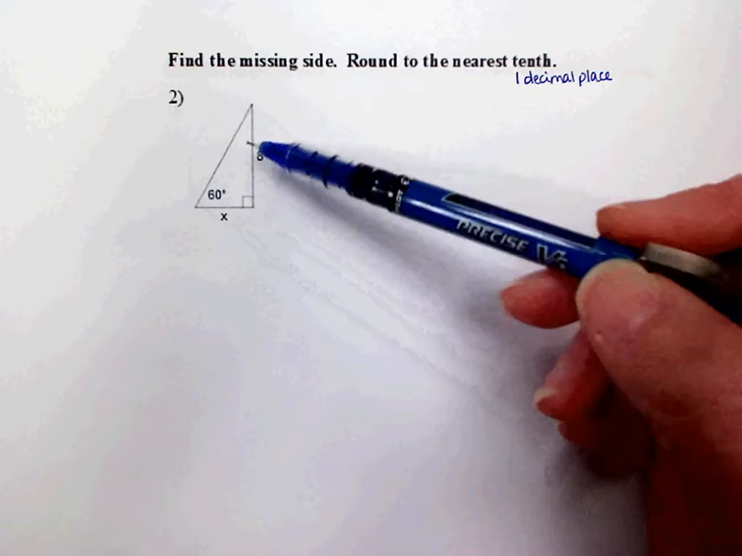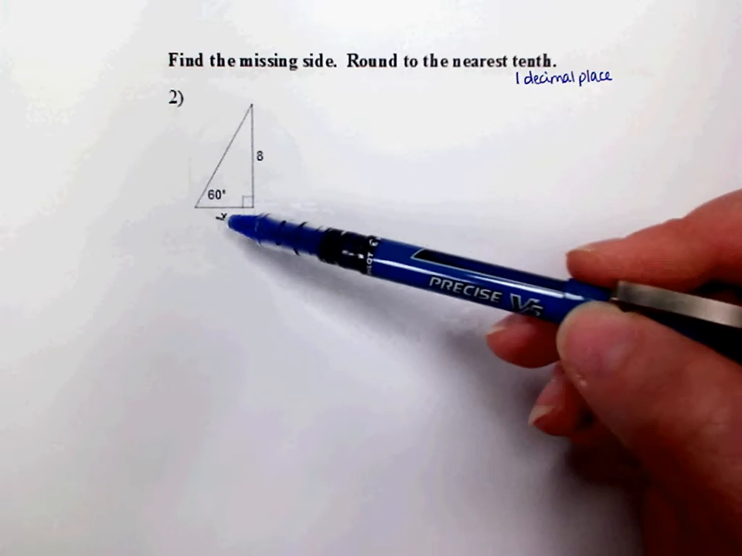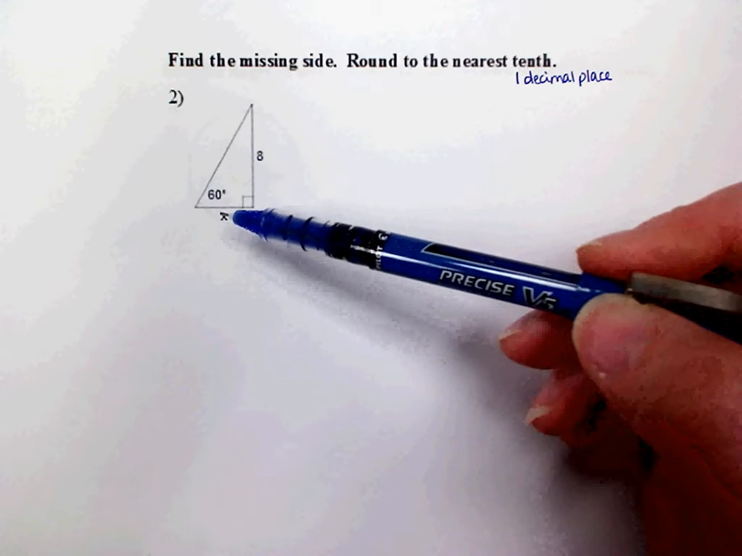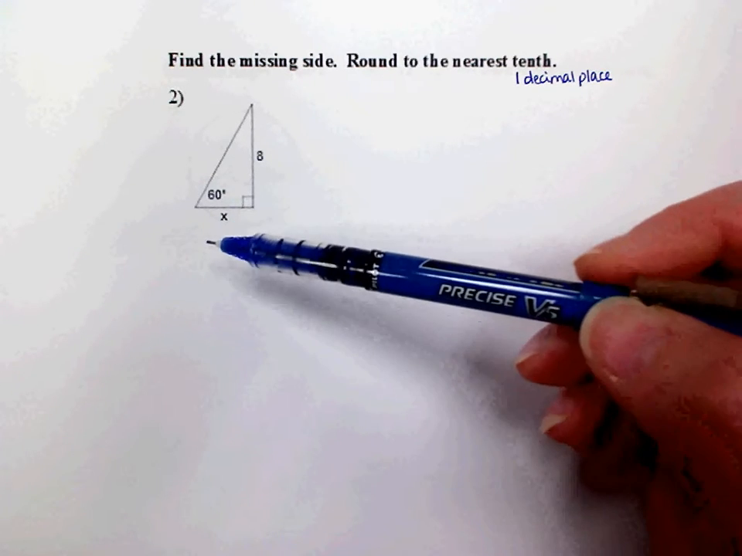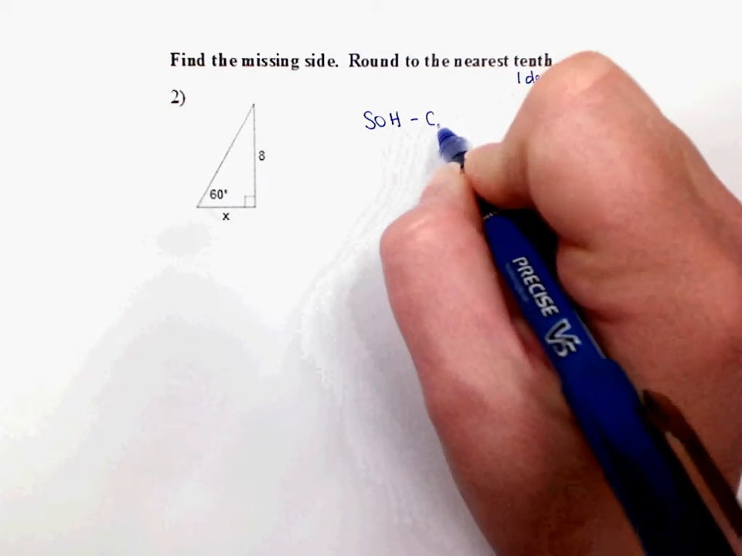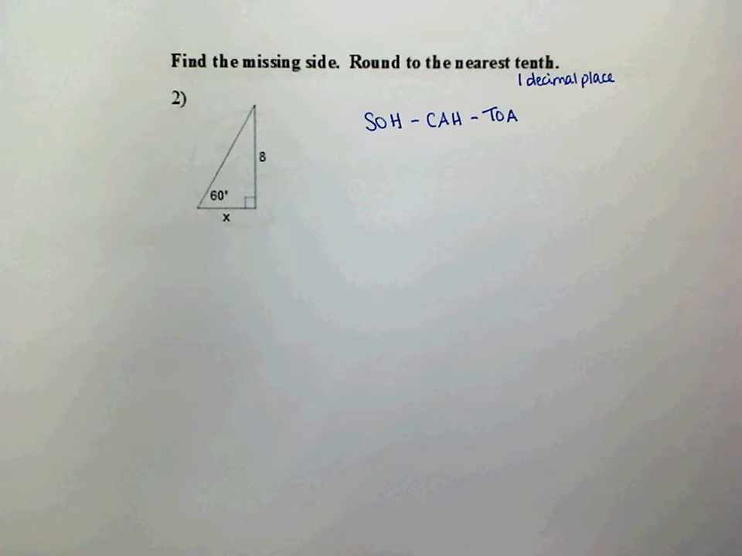But we're not asked to find an angle, we're asked to find this side. So we can't use Pythagorean theorem since we don't know 2 sides, we only know 1 side. So this is another trig problem. So we've got to decide which trig ratio we're going to use. So remember, we know SOH CAH TOA to help us realize which trig function to use.